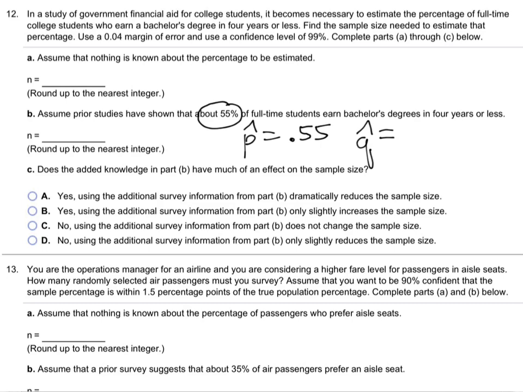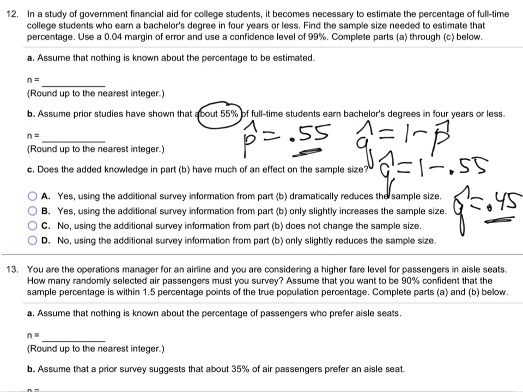How do you find Q hat? 1 minus P hat. In other words, it's the opposite. It's like if there's a 55% chance of rain, what's your chance it's not going to rain? 45, right? The Q hat will come out 0.45. It's just the opposite. P hat and Q hat are just the opposites. Does that make sense? So they gave me P hat right here, 55%. Q hat, the formula says, is 1 minus P hat, which comes out 0.45.